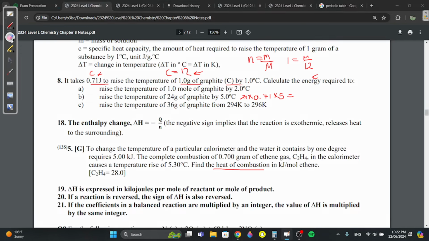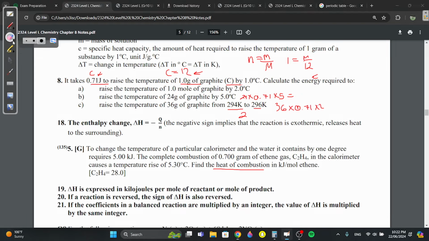Please pay attention to the significant figures in the written. Here, you just subtract them, you get 2. It doesn't matter if it's in Kelvin, by the way, for this formula. Only for this formula, it doesn't matter. Raise the temperature of 36 grams of graphite: 36 times 0.71 times 2.